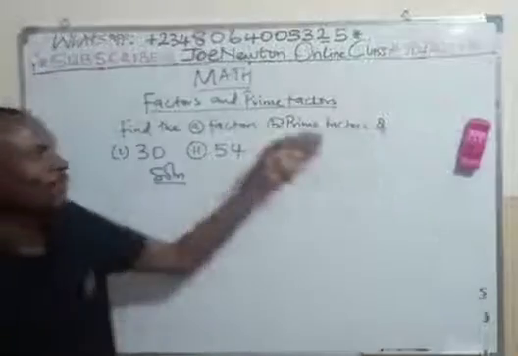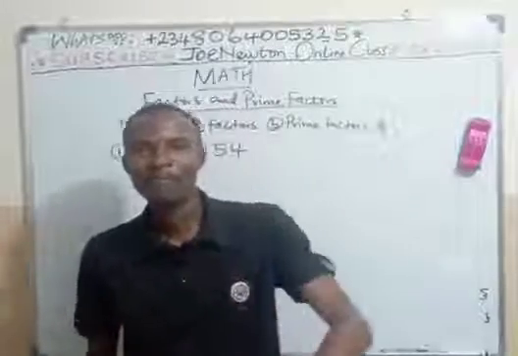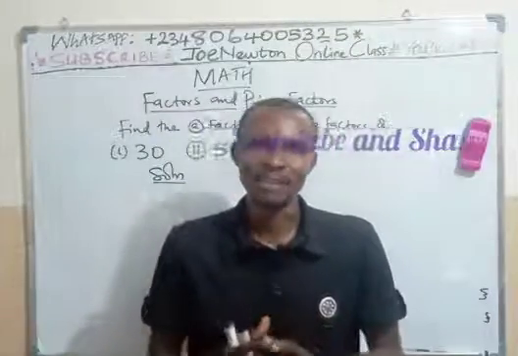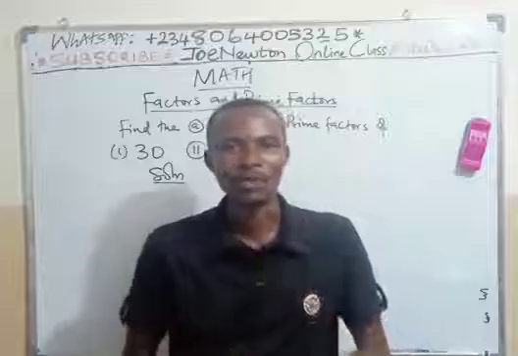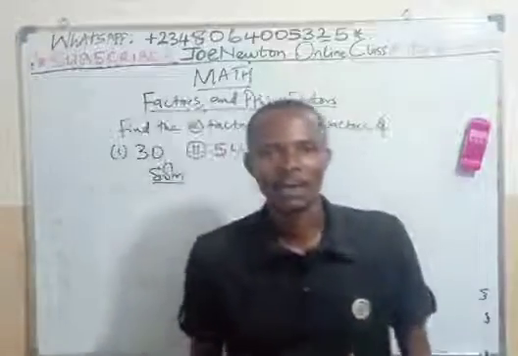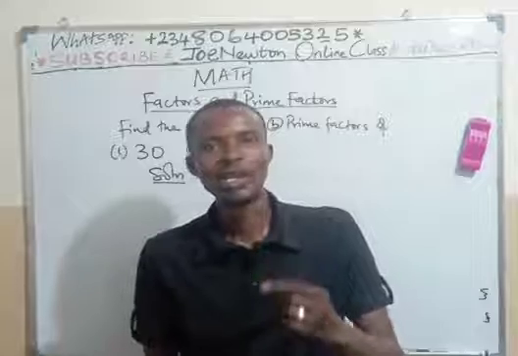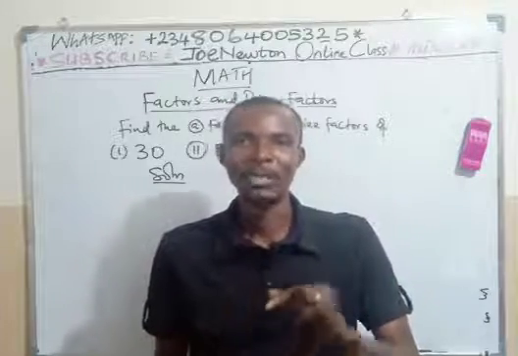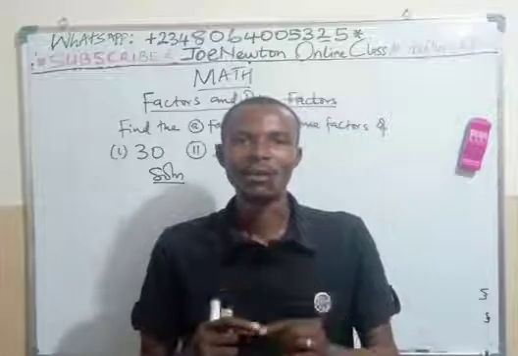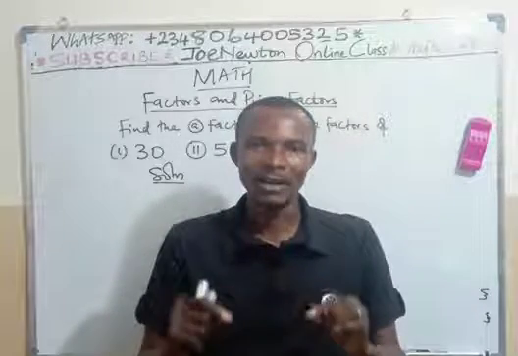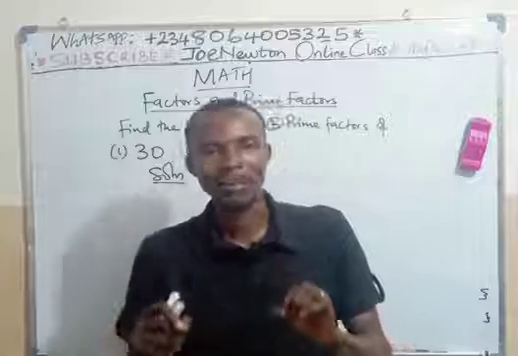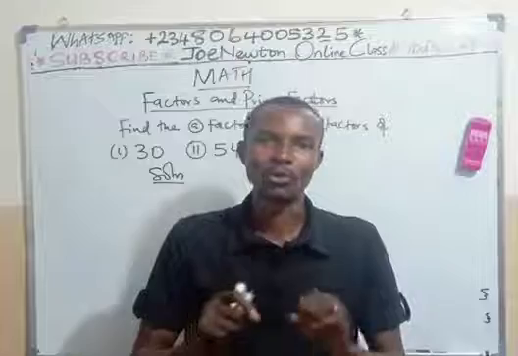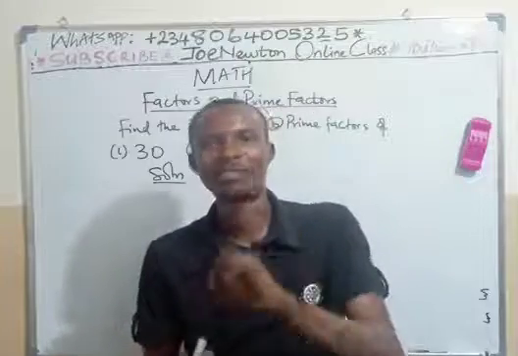Then what do we mean by prime factors? By prime factors, we mean, of course, we should know what a prime number is first before talking about prime factors. A prime number is a number that has only two factors, which are 1 and itself. By implication, it means that there are only two numbers that can possibly divide into that particular prime number without remainder. And these two numbers are 1 and the number itself.